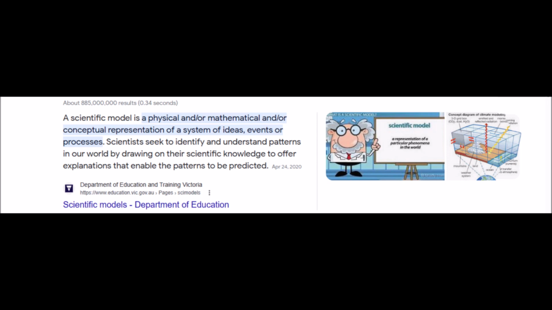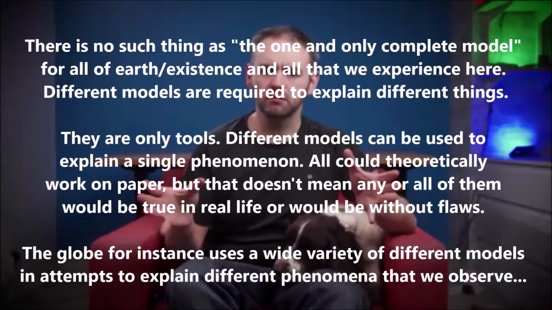Now, whilst flat earthers can't agree on a complete flat earth model, there is no such thing as the one and only complete model for all of Earth, existence and all that we experience here. Different models are required to explain different things. They are only tools. Different models can be used to explain a single phenomenon. All could theoretically work on paper, but that doesn't mean any or all of them would be true in real life or would be without flaws.